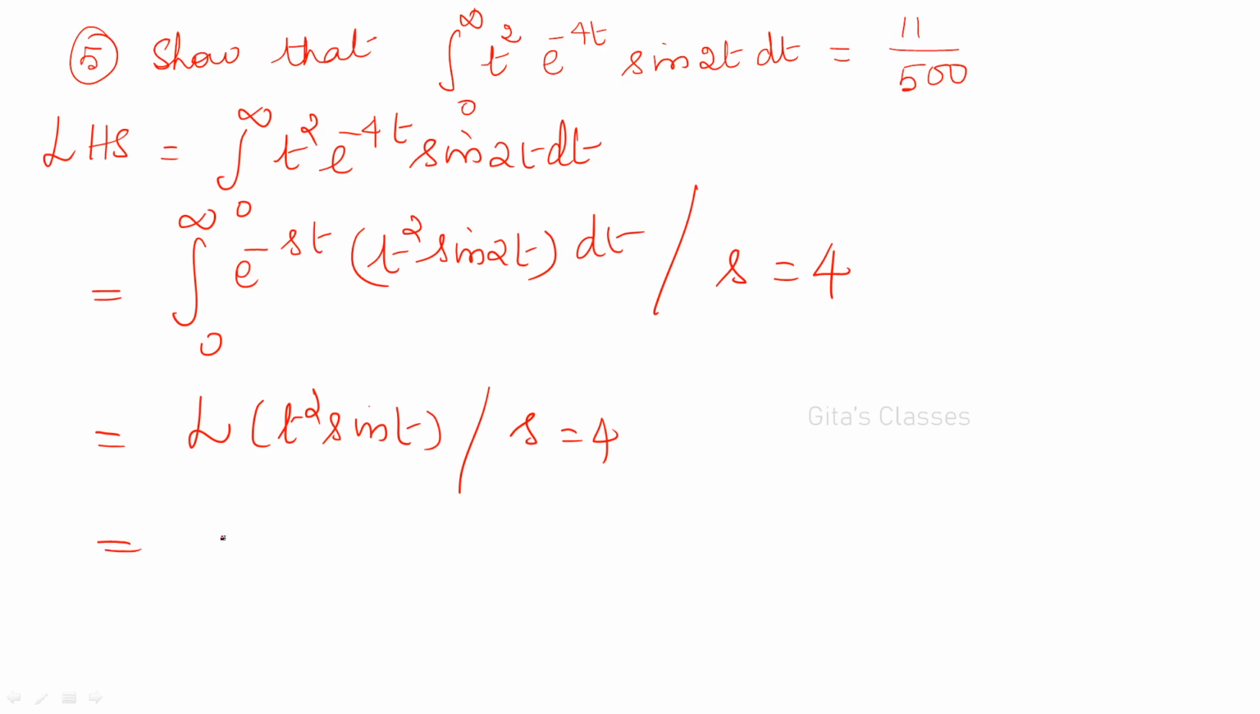That is minus 1 the whole squared into d squared by ds squared, because it is multiplied by t squared into L of sine t. So without that you find out, differentiate. Then s is equal to 4. That is minus 1 the whole squared is plus 1. So d by ds of, once let us differentiate this, what is that? L of sine t.